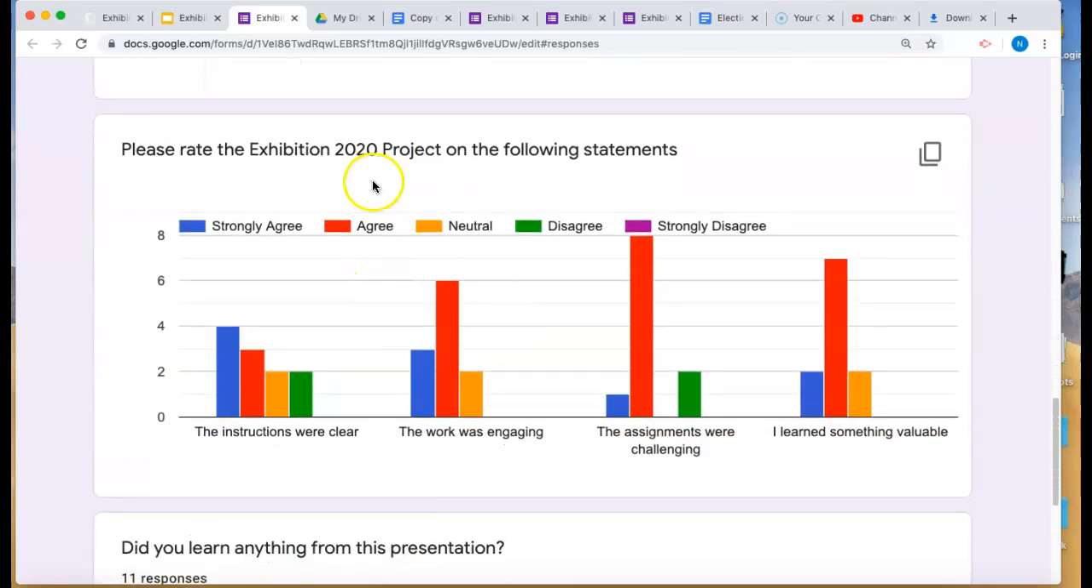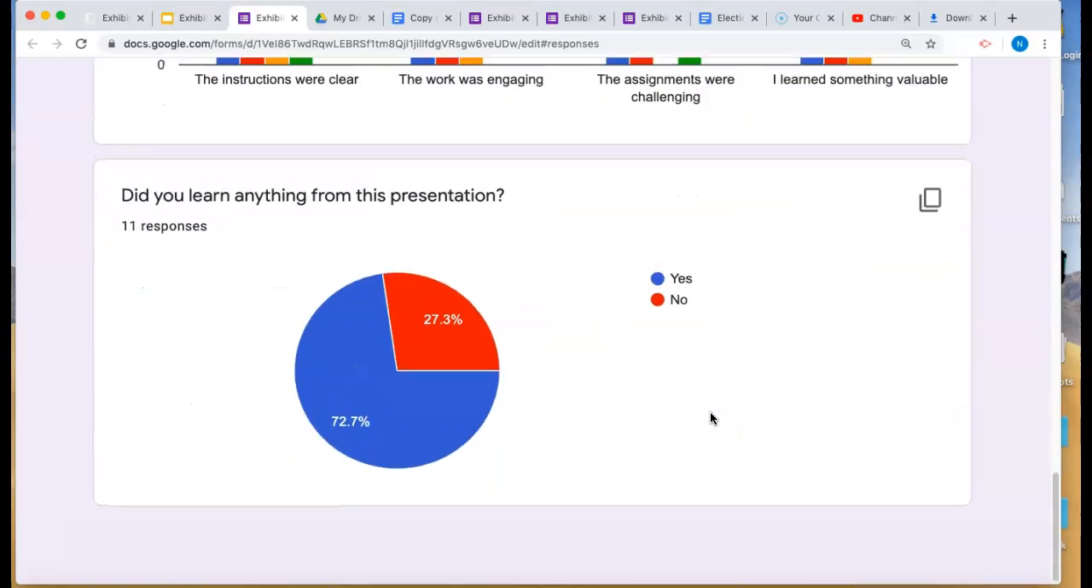Here, when we have our stacked rating scale, we had our levels of agreement, we have each of our labels, and then we have each of the statements. So with instructions are clear, we had 4 people that responded to that with strongly agree, 3 people with agree. So it's really cool because it gives each of the categories, and it gives you the breakdown of levels of agreement within each specific category. Did you learn anything from the presentation? There you go, it gave us a pie chart.